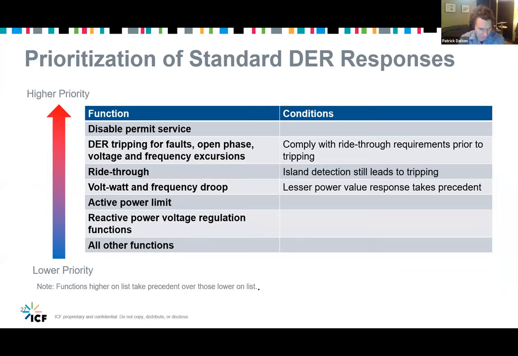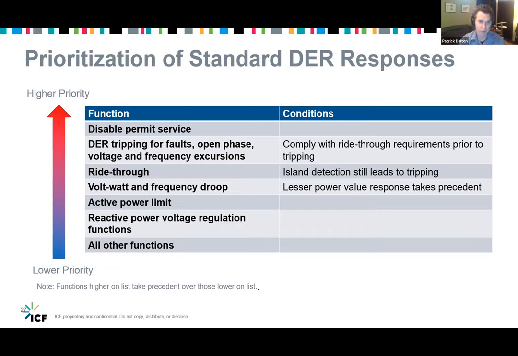One other general concept before we get into individual functions is that if we have all of these different functions, there needs to be some sort of hierarchy on how they respond, which function takes precedence over the rest of the functions, essentially. And what we're looking at here really is that hierarchy, where the function that takes precedence over all others is this one called disable permit service. And that will trip online DER. So if a DER is generating power, it will cause it to cease to energize the system and trip offline. And if a DER is not operating, it will prevent it from coming online if this function or this point is toggled.